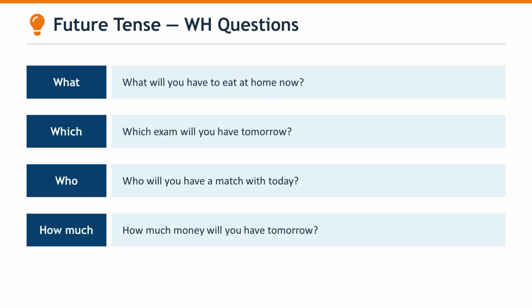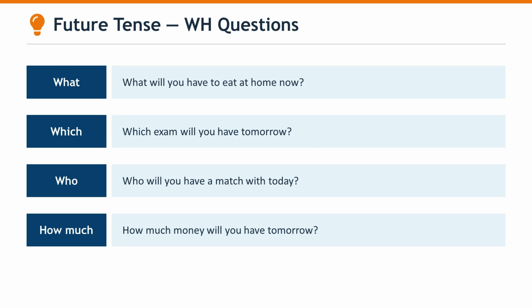Now let us look at WH questions in the future tense. The pattern is the same as before, but we use will instead of do or did. The first question, what will you have to eat at home now? Here, we use what to ask about the thing. The second question, which exam will you have tomorrow? Here, we use which to ask about a specific exam.